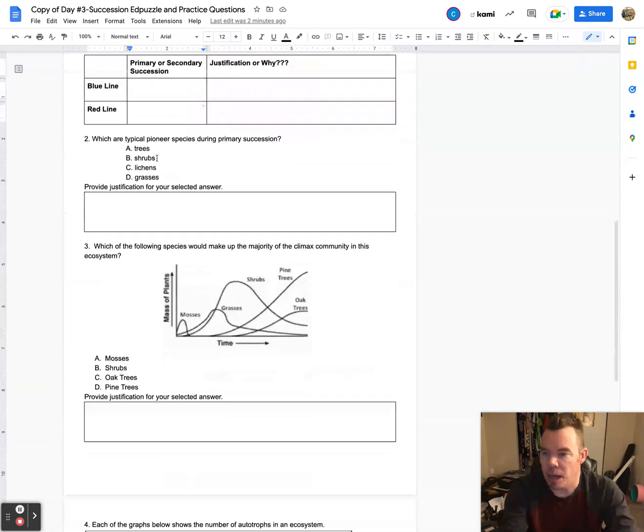Next, typical pioneer species. Pioneers are the first ones to get there, and we're talking about primary succession. If you forget about that, jump back to my EdPuzzle video in the lecture. I talk specifically about which is the first thing to get there to start the whole process.